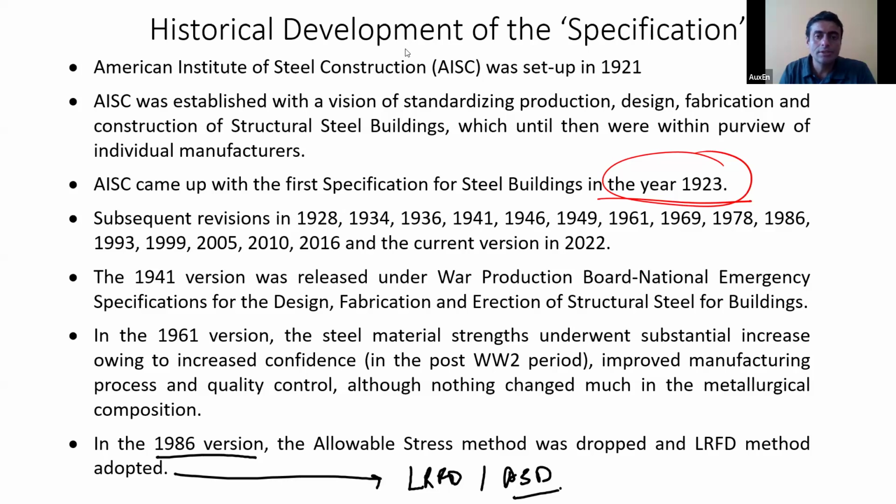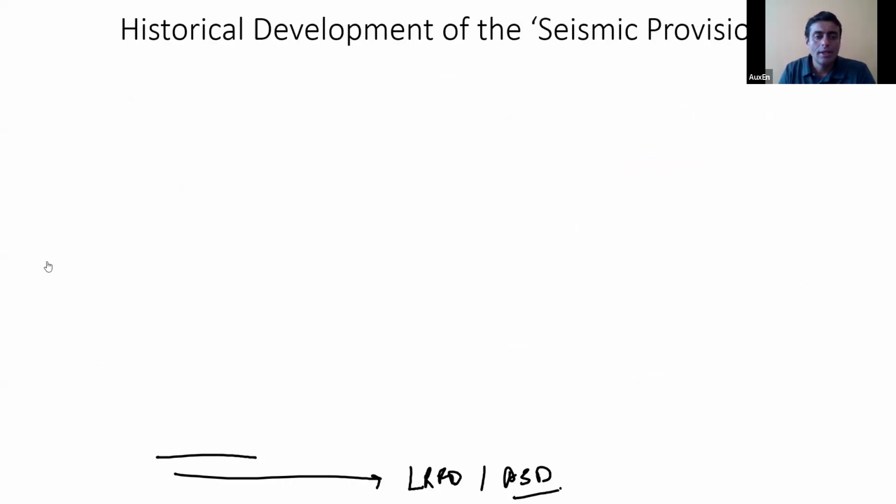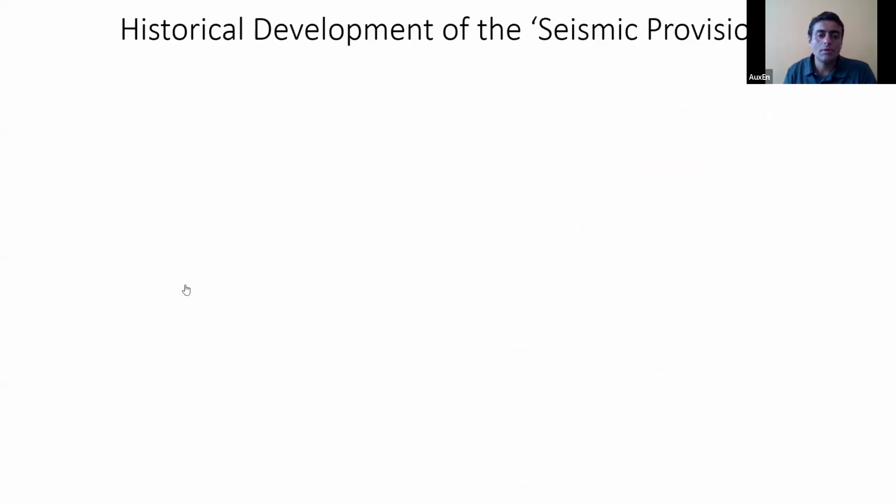I'll be showing you the first AISC of 1923 also. It will be interesting to just go through it. But before that, let's also have a look at the historical development of the seismic provisions. The general understanding the steel industry had was that because steel is inherently ductile as compared to concrete, steel structures will also be ductile as compared to any RCC structure.